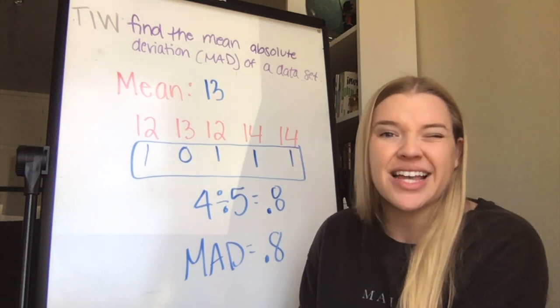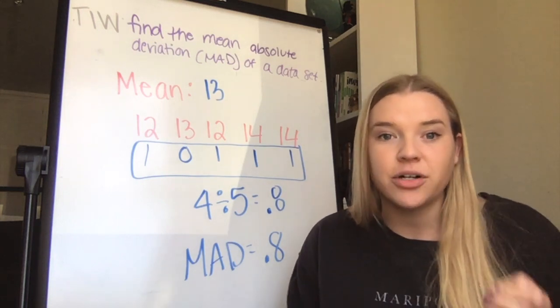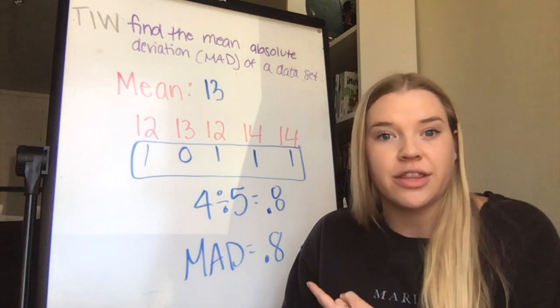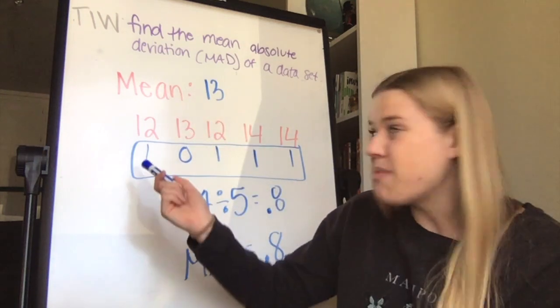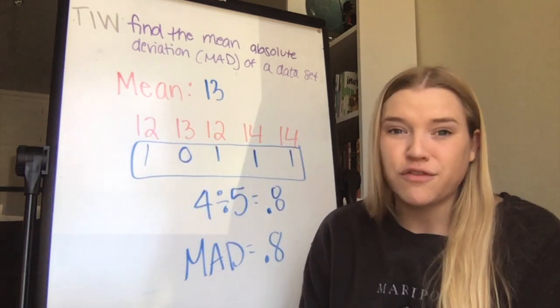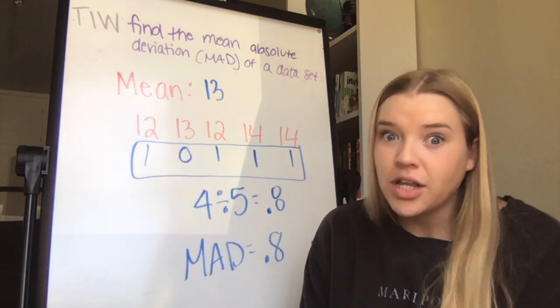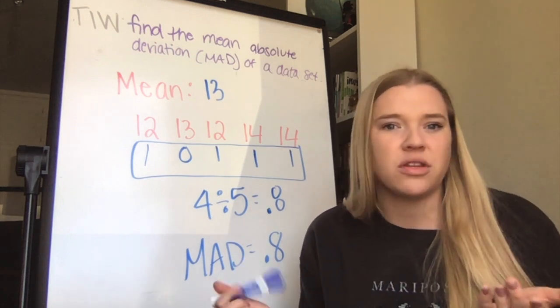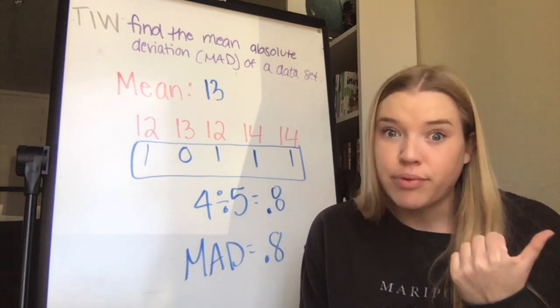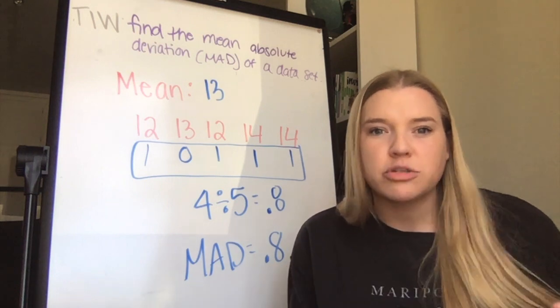What that means is that there was a greater variety of numbers in that first problem than there are in this problem. This problem, all the numbers are really close to each other, right? The smallest number is 12, and the biggest number is 14. Those are all pretty close together, 12, 13, and 14. There's not that much variation between those numbers. Versus in my last problem, the numbers were way more spread out.